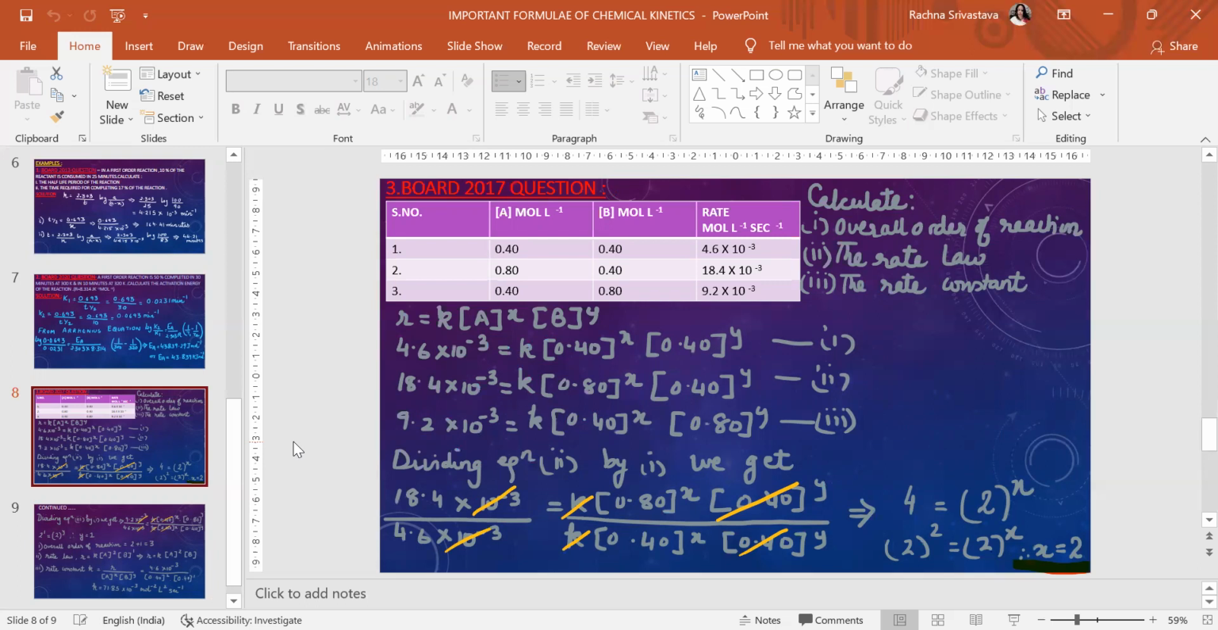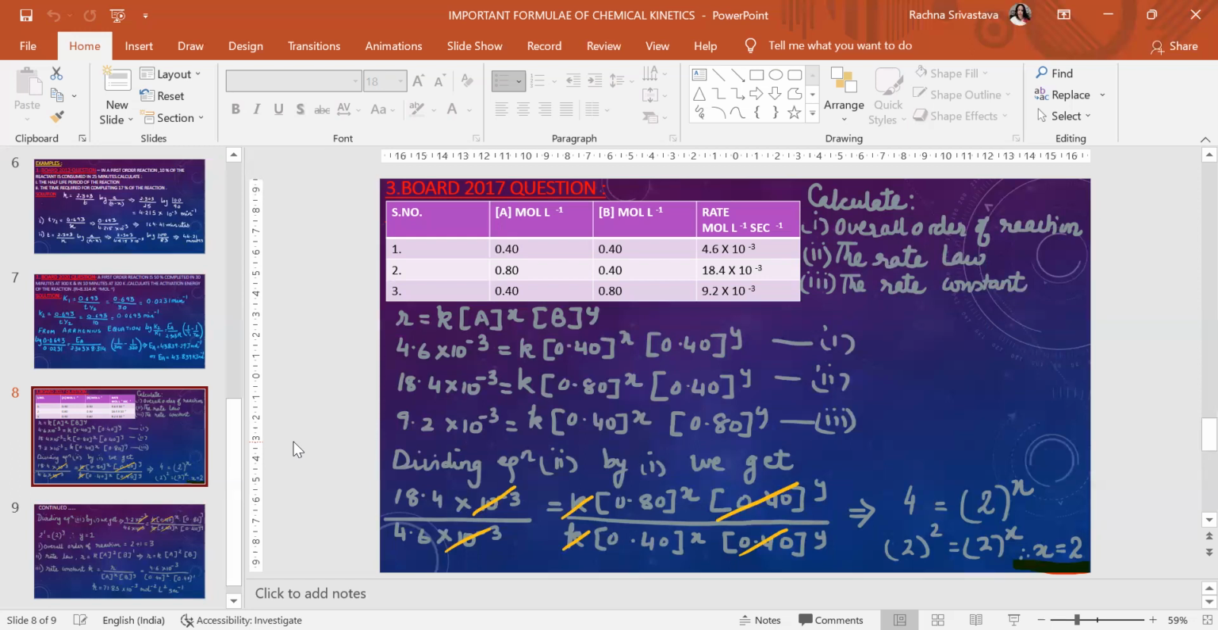Now your R is equal to K into A raised to the power X, B raised to the power Y. You will use the values from serial number 1, 2, and 3, and you will form the equations 1, 2, and 3 respectively. We will form simultaneous equations to calculate the value because these values are in power. So to calculate the powers, you have to make the bases same. So for that purpose, we will divide equation 2 by equation 1. In doing so, your value 0.40 raised to the power y will be easily cancelled out because bases are same, so it can be cancelled.